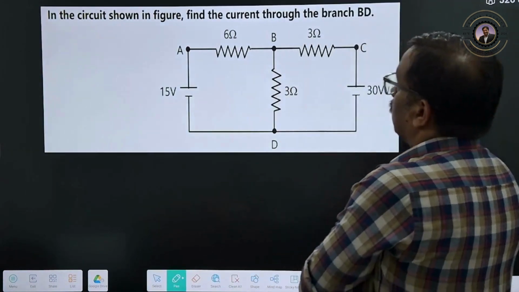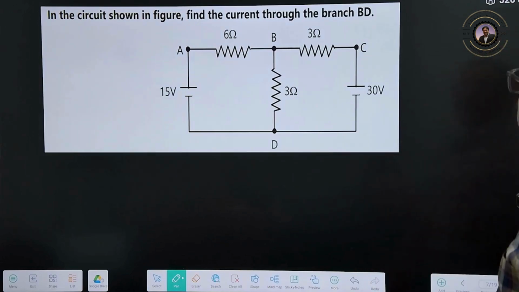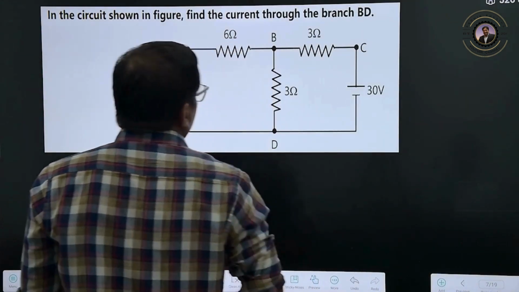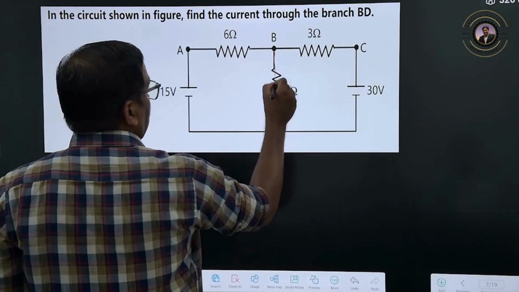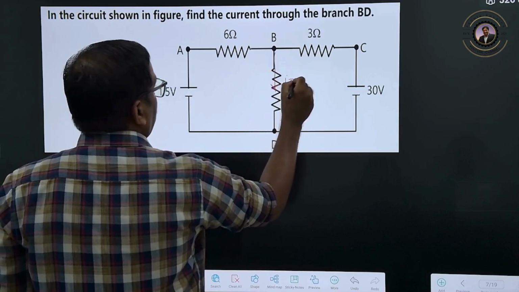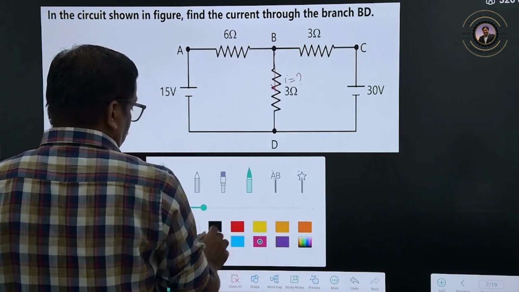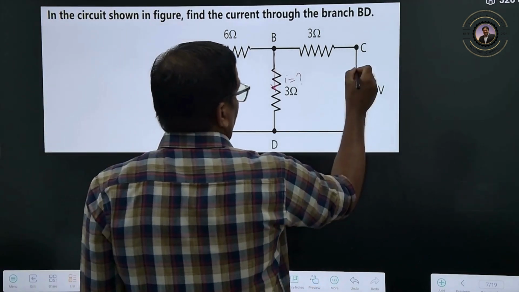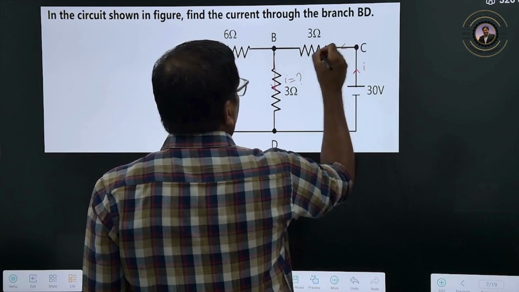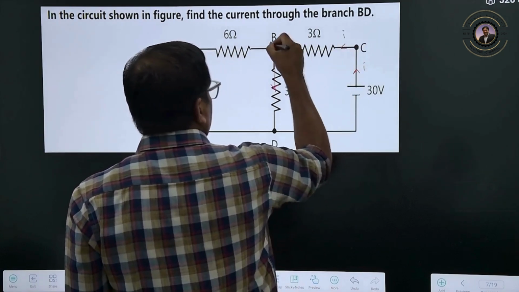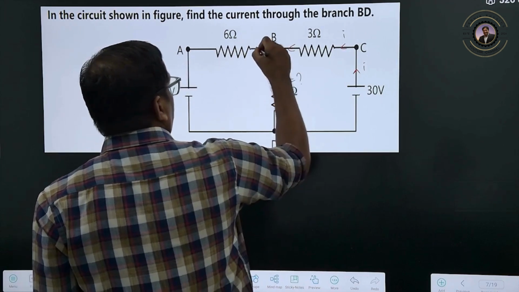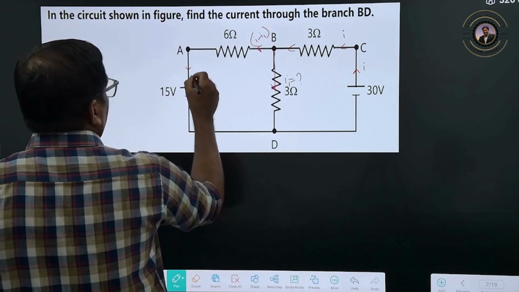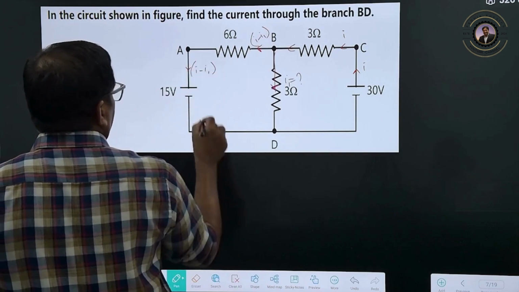Right. So find the current through the branch of BD. Okay, through this one. So first of all, it is asking the current through this one. This current I want to calculate. First of all, what you have to do now is assign the currents. I'll take the current which is flowing here, this is your I current. So when it comes, I1 will go here, I minus I1 will go here.